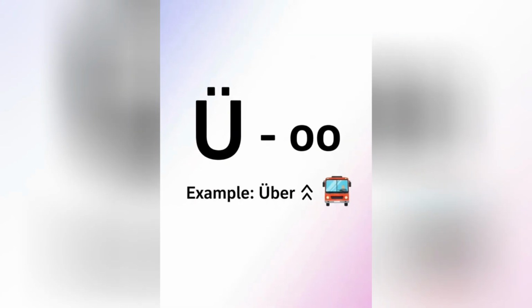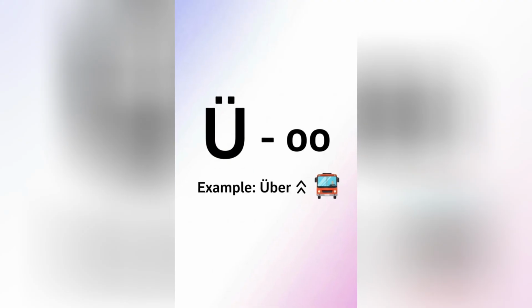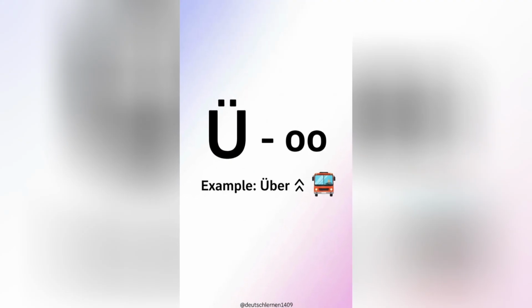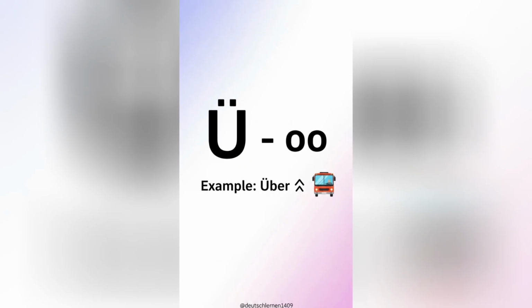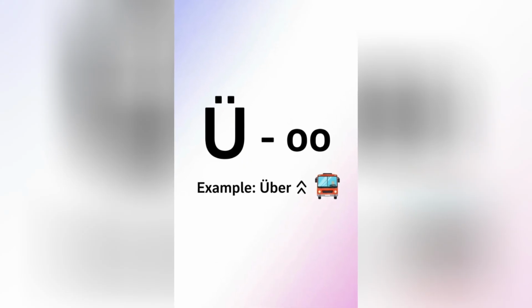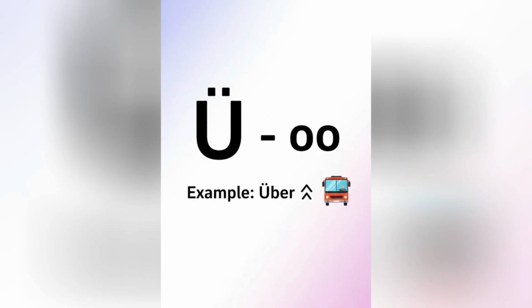Now let's talk about U umlaut. U umlaut is pronounced as EU, but with rounded lips. Say EU and round your lips tightly. For example, über, meaning over or above. U umlaut is very common in German, so practicing this sound is very important.